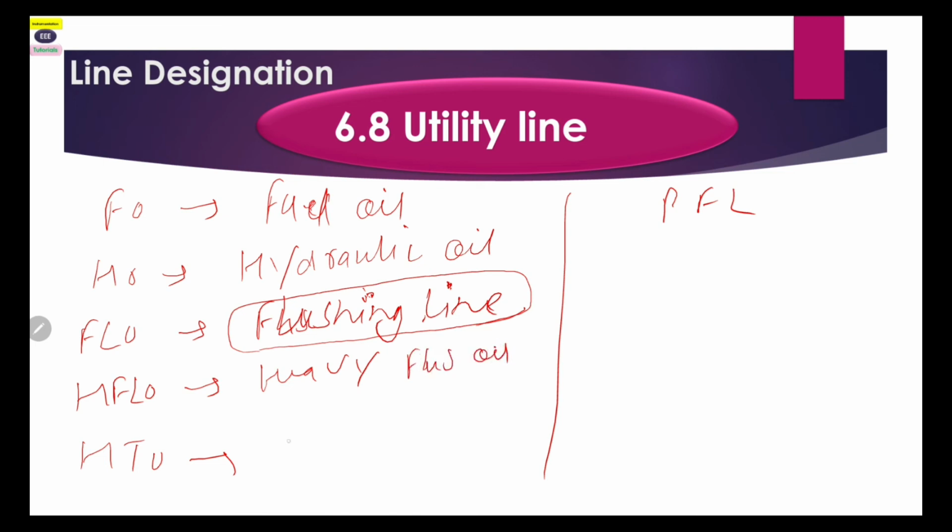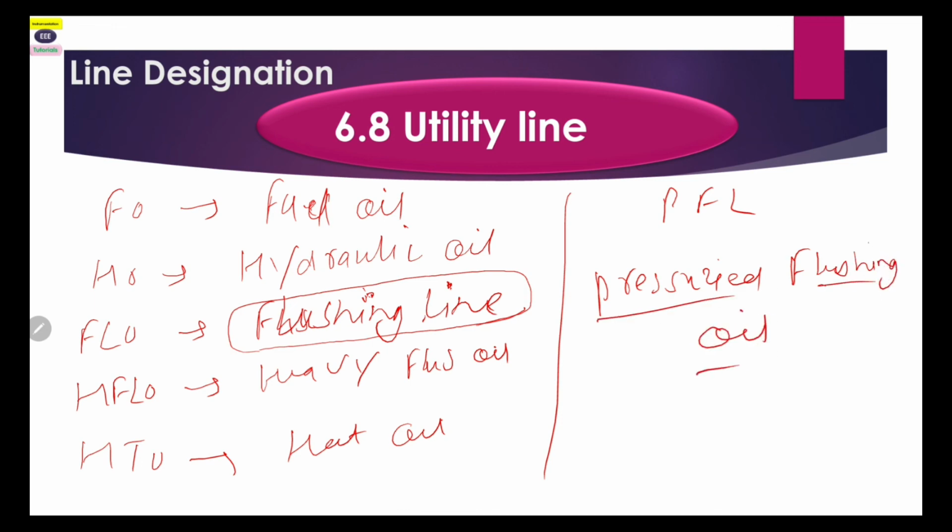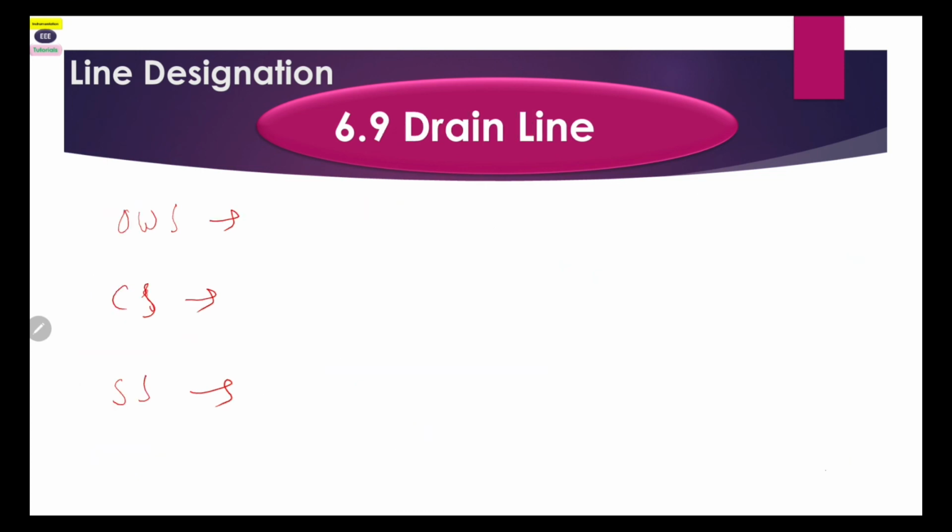HO is hot oil. PFLO is pressurized flushing oil, because sometimes pressure is required for flushing some process lines. So pressurized flushing oil is used. These are the utility lines.